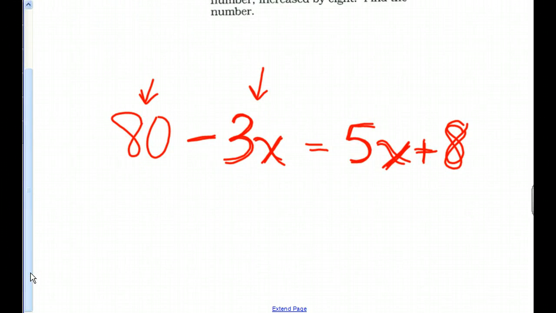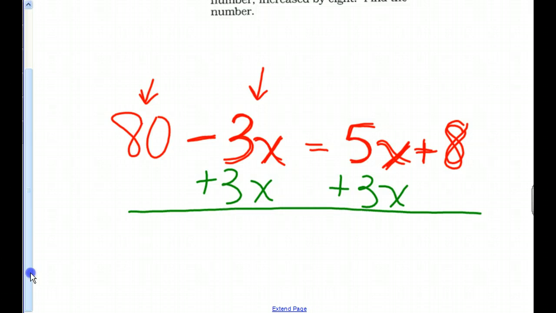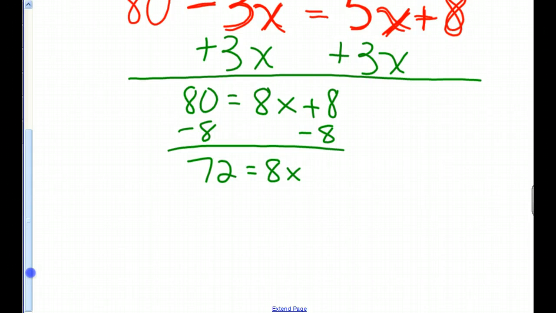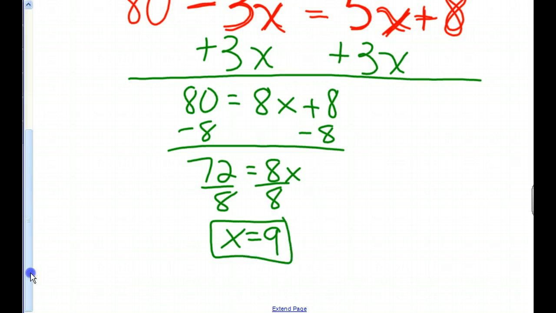What do we do first? We want to get our x's on one side of the equal sign. So what I'm going to do is add 3x to both sides. I get 80 equals 8x plus 8. Then, of course, this is a two-step equation, so I want to subtract 8 from both sides. I get 72 equals 8x. 72 divided by 8 is going to give me x equals 9. And you're done.